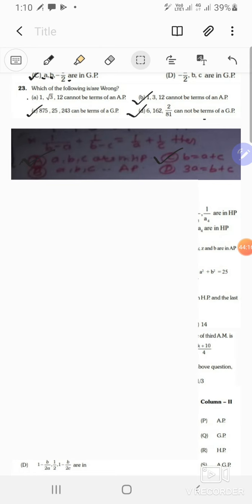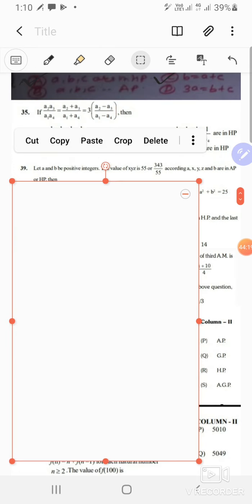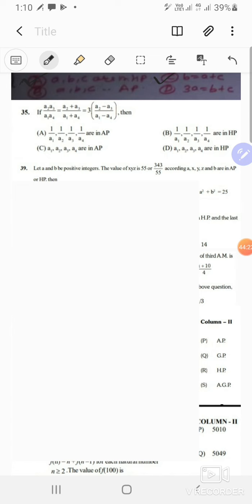Just delete that now. Okay, cool. So to the next question, which is that if a2 a3 upon a1 a4 is equals to a2 plus a3 upon a1 plus a4, okay, then... okay, wow, that's a big equation. So what can we do with that? We can try adding them. No, that won't be nice. a2 minus a3, that's equal to 3 times of that, huh? There has to be something which we can do.